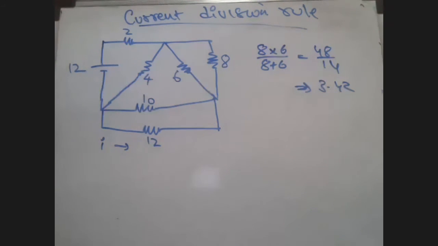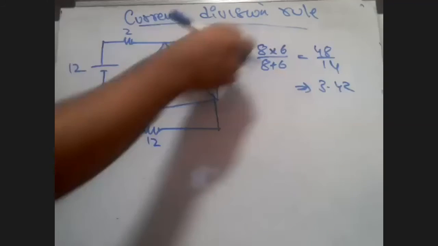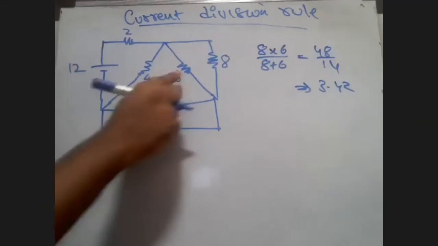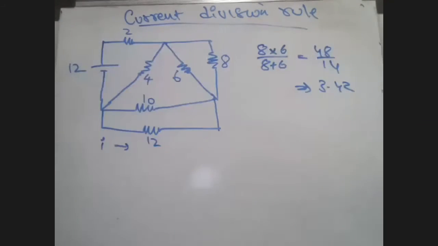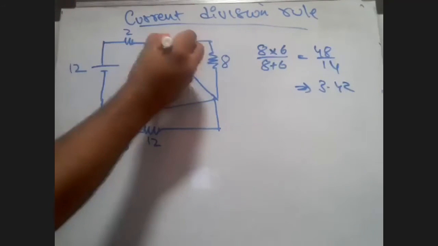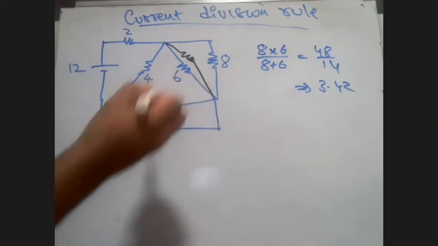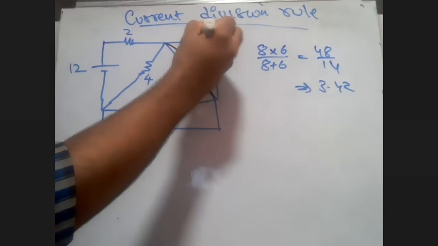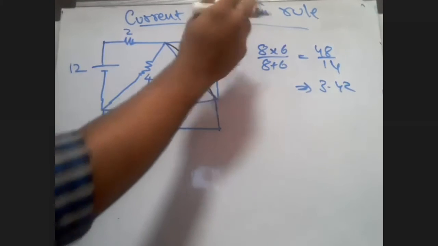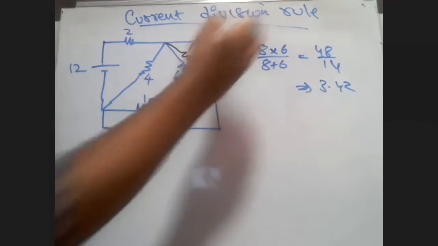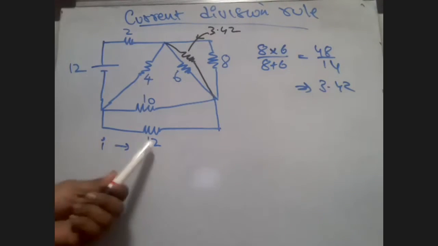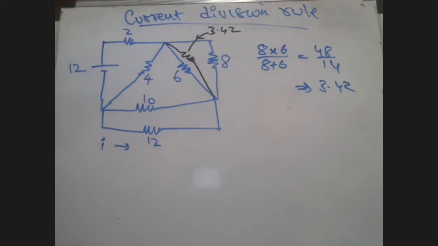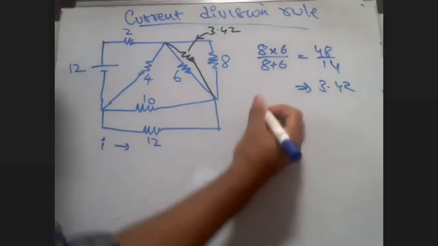Now, instead of 8 and 6, just imagine there's a 3.42 resistor there. I will draw it in black so that you understand, because there is no space. This is 3.42 and it is equivalent. Now, what else can you see here? Can you see 12 and 10 here? These are parallel. Yes or no? 12 into 10 upon 12 plus 10. How much? These two are parallel.